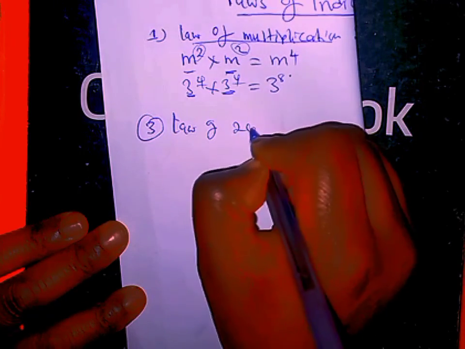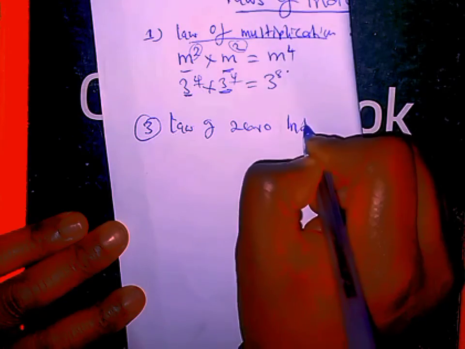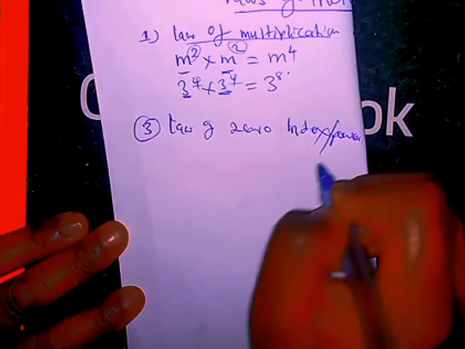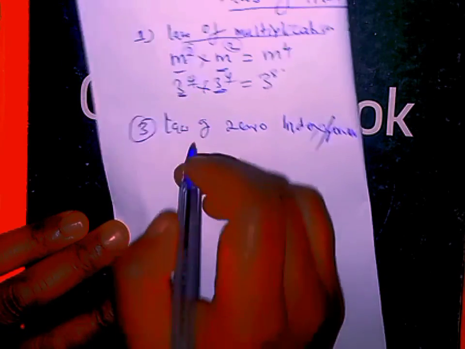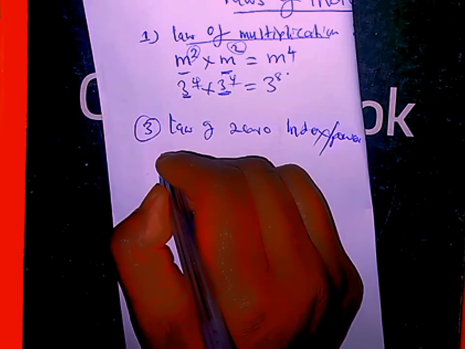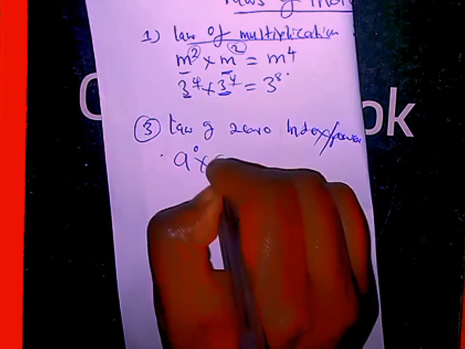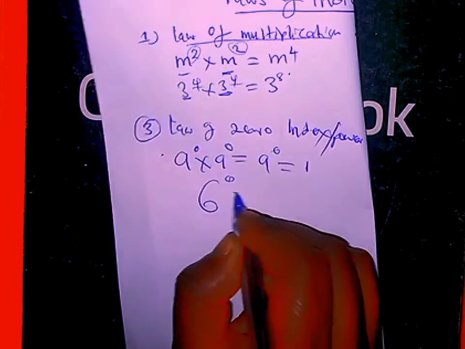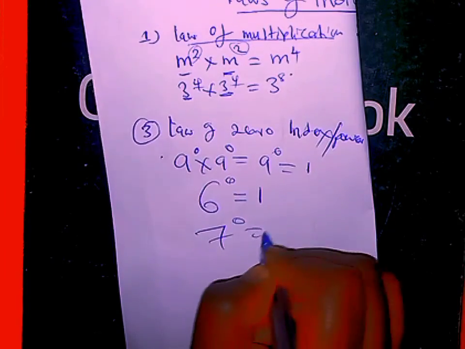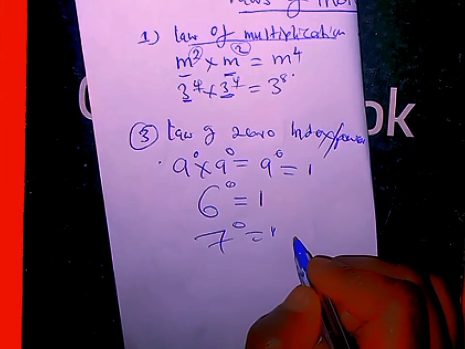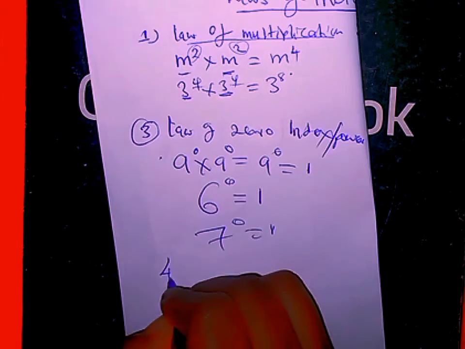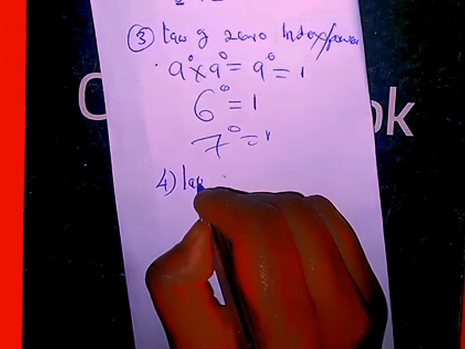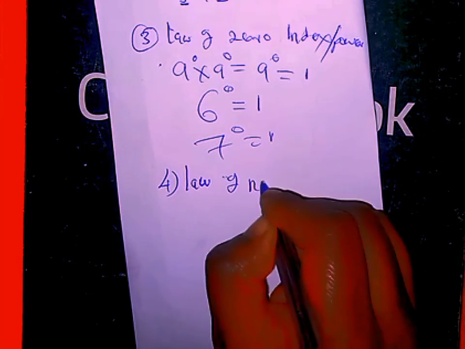Law number 3, that is law of zero index or zero power. For example, a raised to 0 is equal to 1. And 6 raised to 0 is equal to 1. 7 raised to 0 is equal to 1. Any number raised to 0 is 1. Anything power 0 is 1.